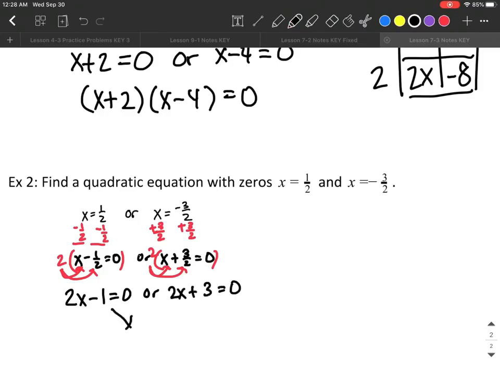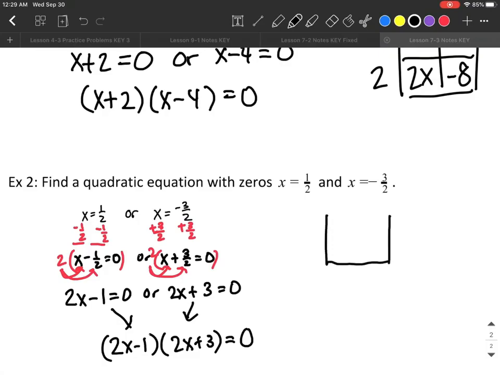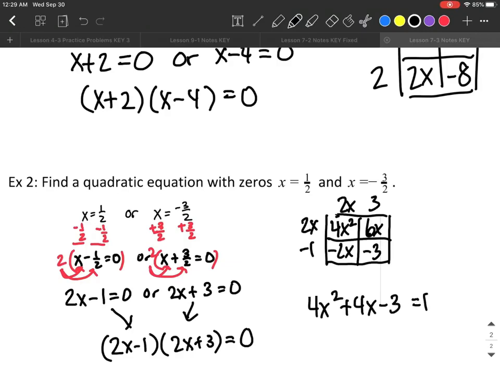And then I just bring those together. I multiply these two expressions. I have 2x minus 1 times 2x plus 3. If one of those things is equal to 0, then the product of them has to be equal to 0. I'm going to FOIL this. And I have 2x minus 1, 2x, 3. This is going to be 4x squared, 6x, negative 2x, negative 3. And collectively, I will have 4x squared plus 4x minus 3 is equal to 0. And I'm done.